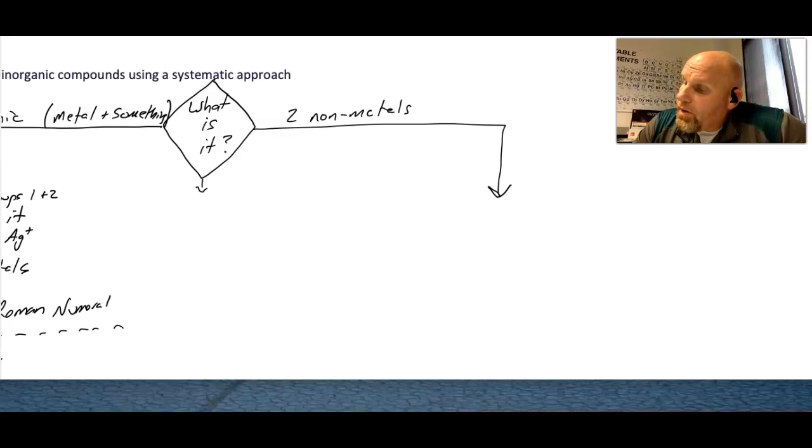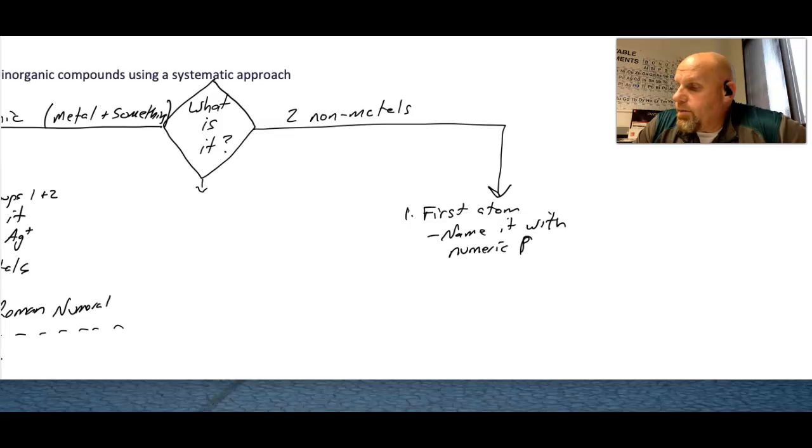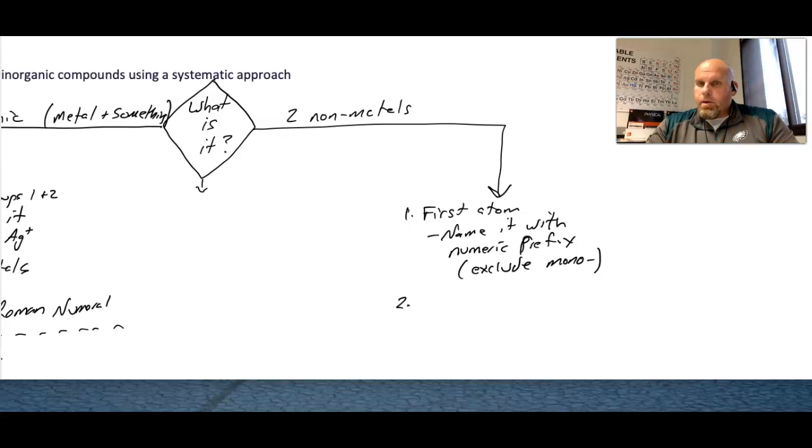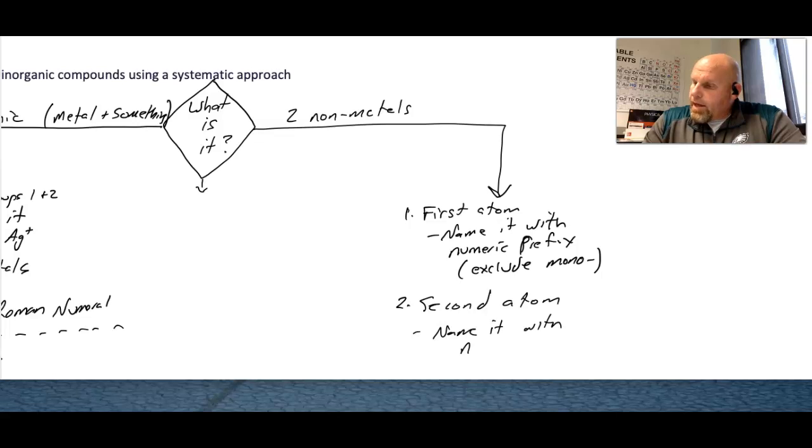Okay, so first atom, name it with, I'm just going to say numeric prefix, and exclude mono. And for the second atom or element, we're going to again name it with that numeric prefix.